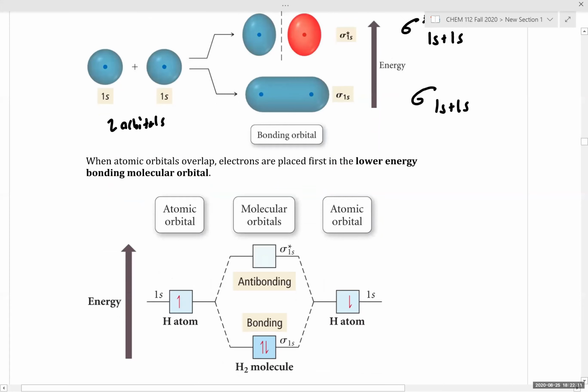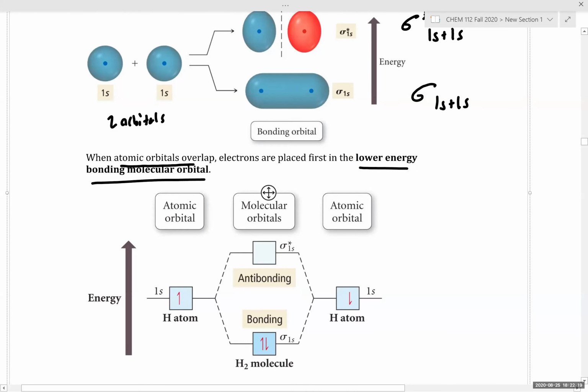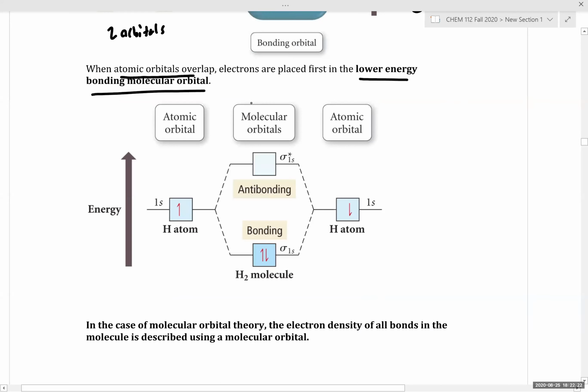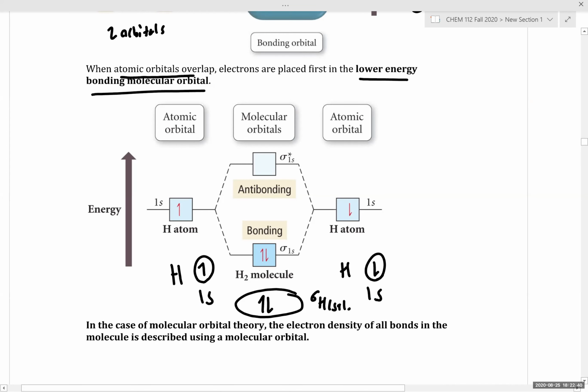So when atomic orbitals overlap, we place our electrons first in the lower energy bonding molecular orbital. So if we're forming a hydrogen-hydrogen bond, we'd take our hydrogen 1s orbital and overlap it with another hydrogen 1s orbital. We get a bonding molecular orbital, and our anti-bonding orbital, which we know as sigma star, is empty.